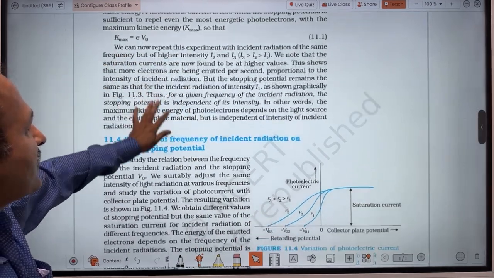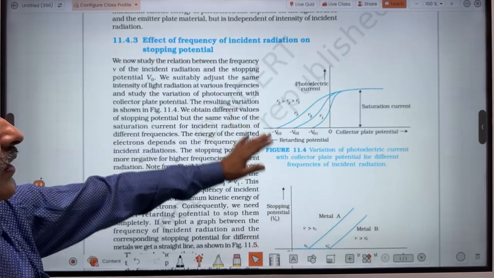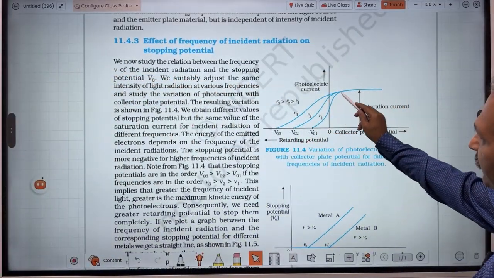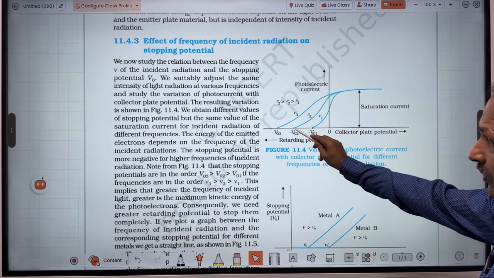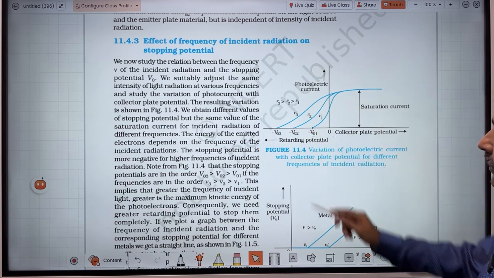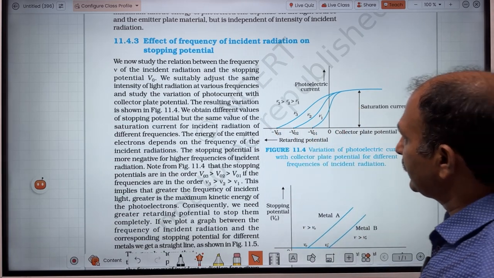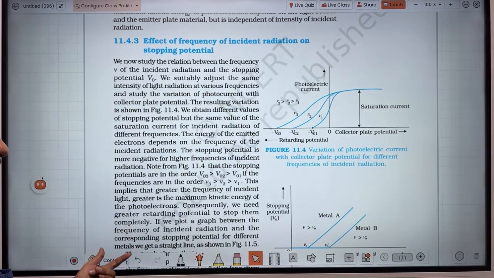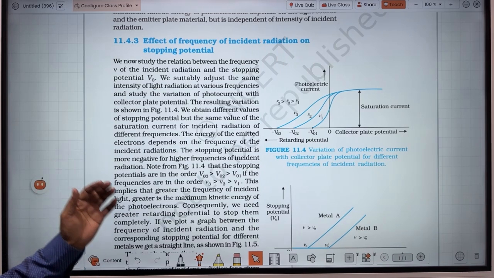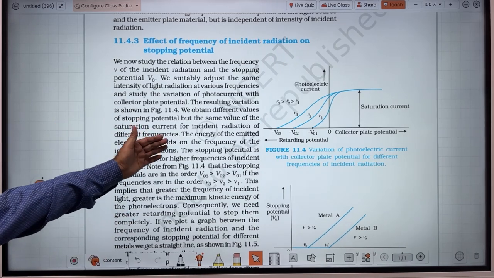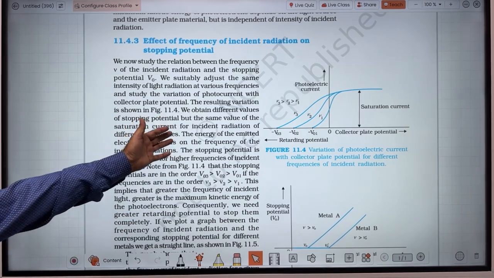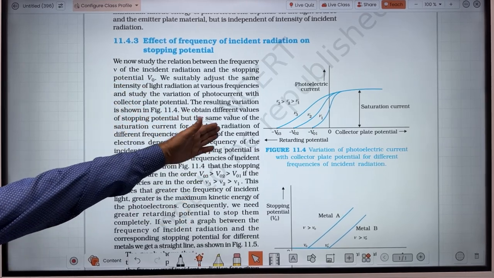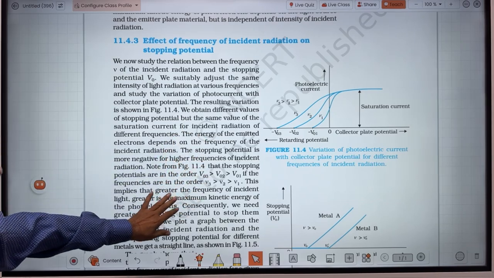Now we are going to see the effect of frequency. Here what do you observe? For nu 1 there is a stopping potential, for nu 2 the frequency is increased, so the stopping potential is increased, and for nu 3 the stopping potential is more. It means if the frequency is more, the stopping potential will be more. What does this imply? This implies that frequency is directly proportional to energy. Means if frequency is more, energy will be more, so more stopping potential will be needed. This is clear from the diagram, you can read it.